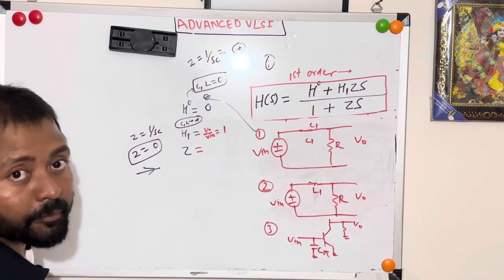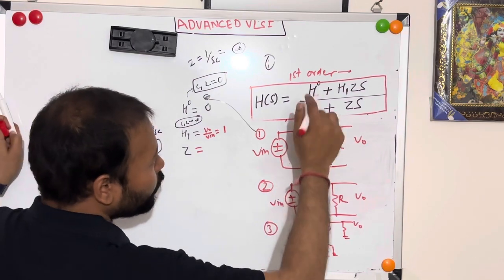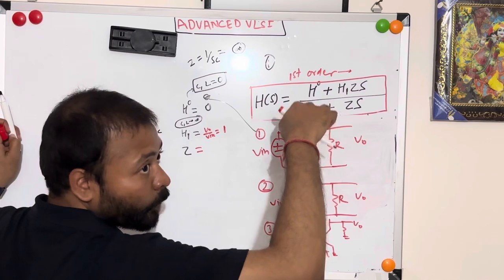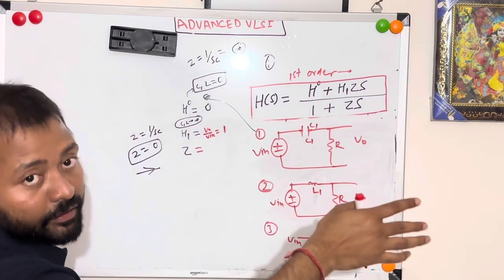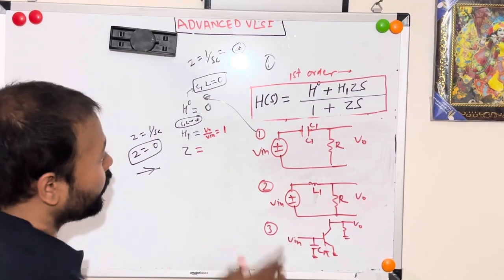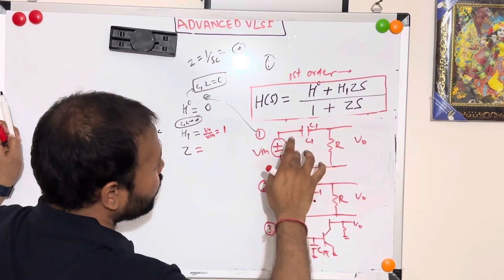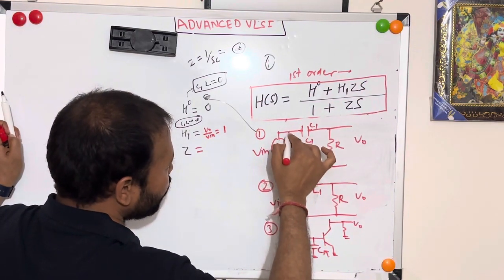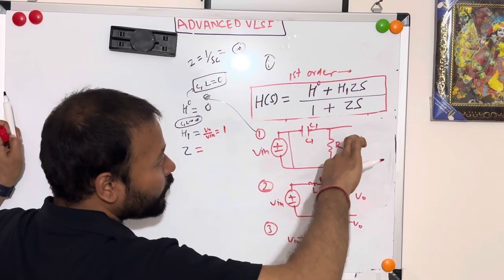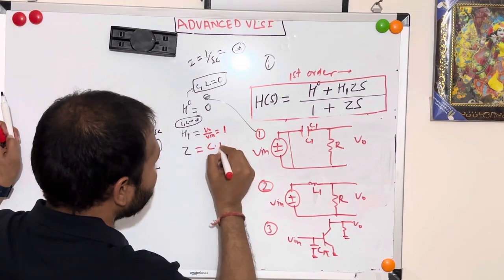What is the tau? Time constant. I have C, so how to find the tau? Look from here, and whatever the independent sources, they must be 0. Means if voltage is there, then short circuit, and if current is there, then open circuit. If I put the short circuit and look from C1, then I will find only one resistance. So this is C into R.